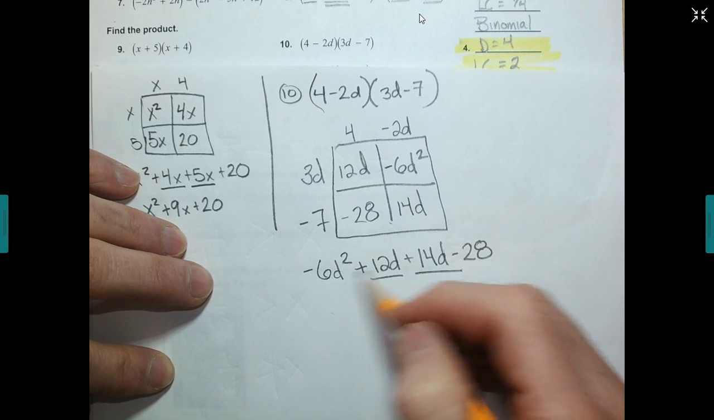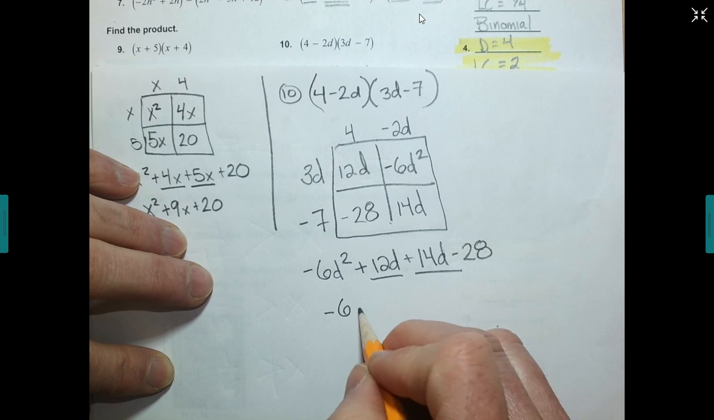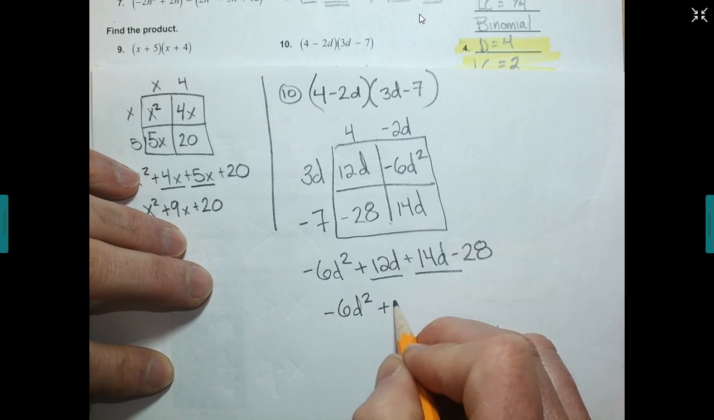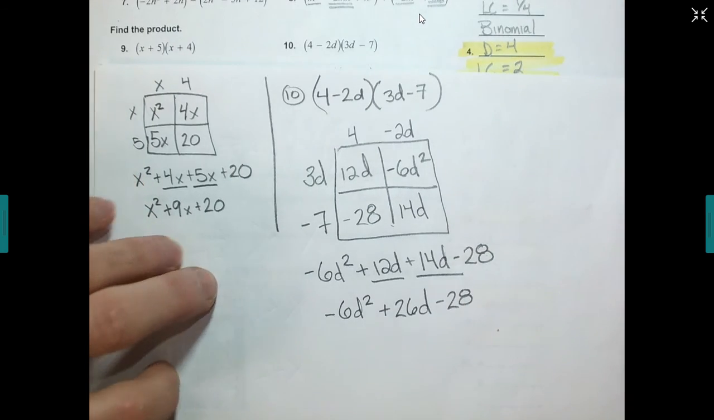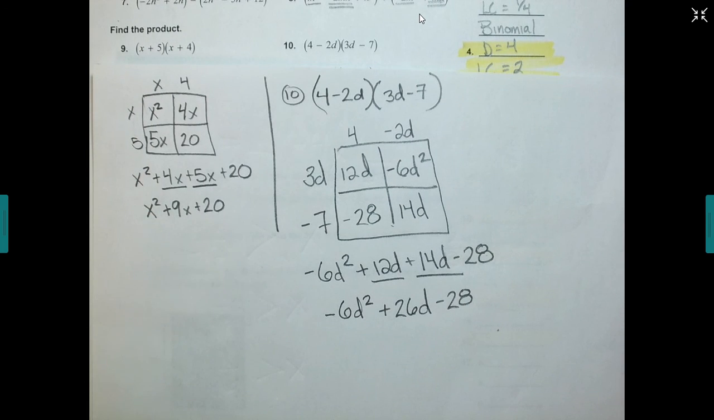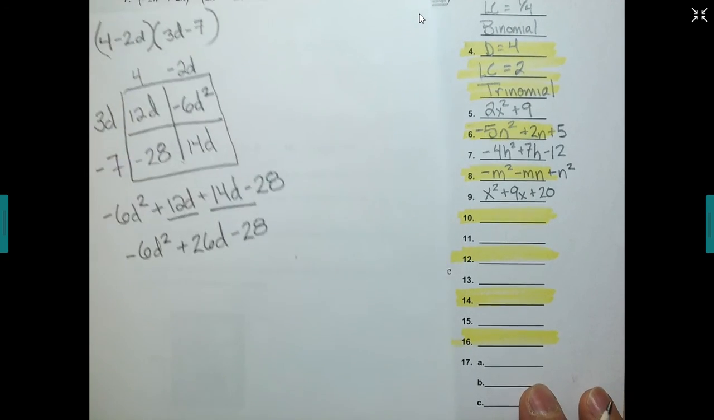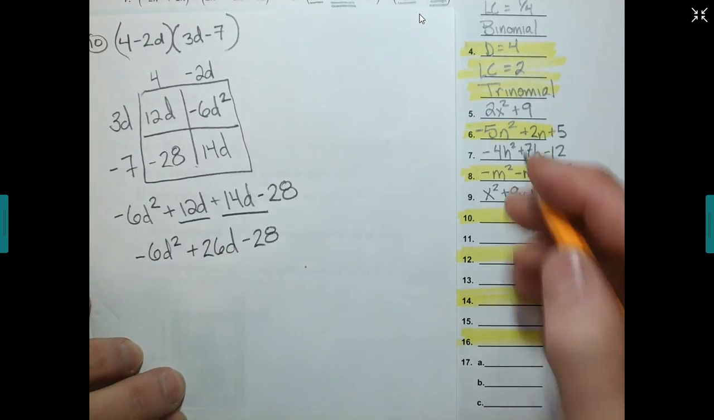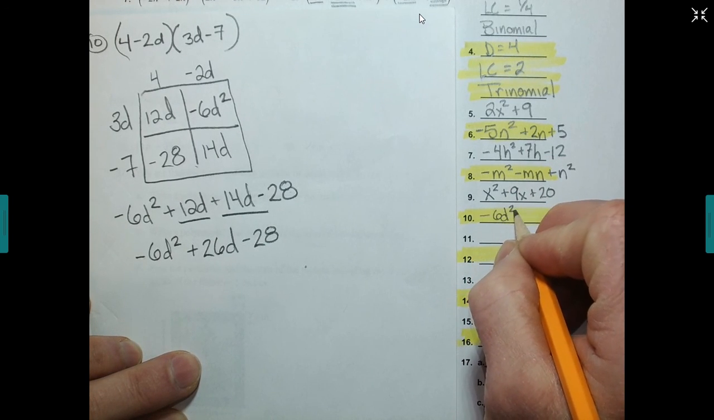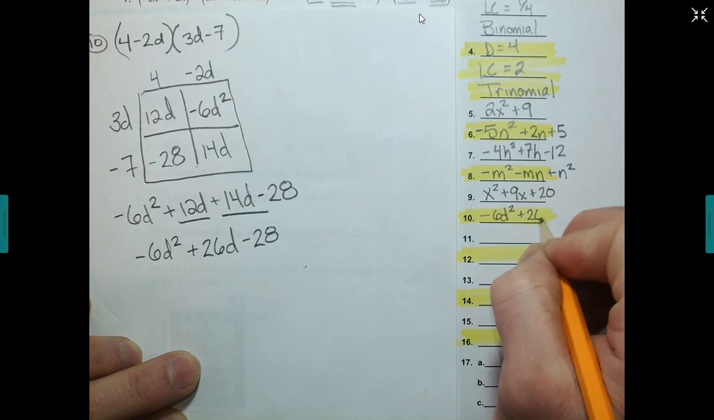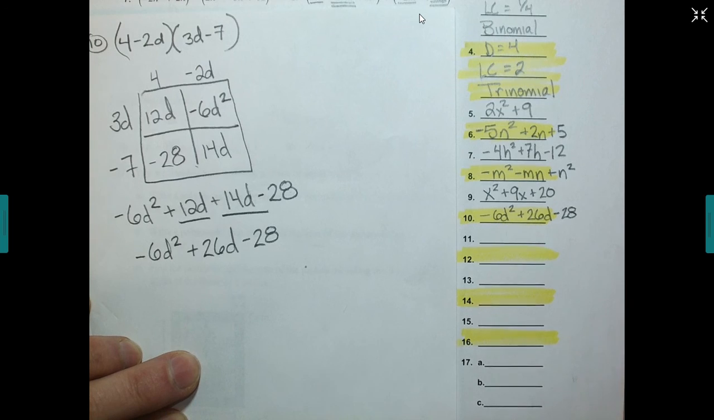1, 2, 3, 4, 1, 2, 3, 4. So I have negative 6d squared plus 26d minus 28. Put that in for number 10. Negative 6d squared plus 26d minus 28.